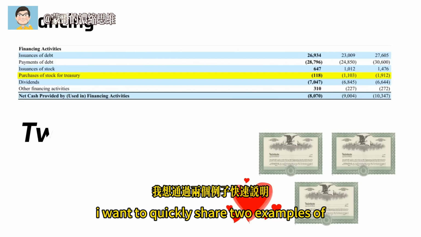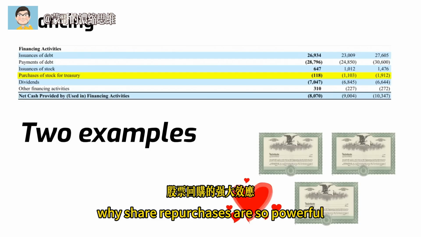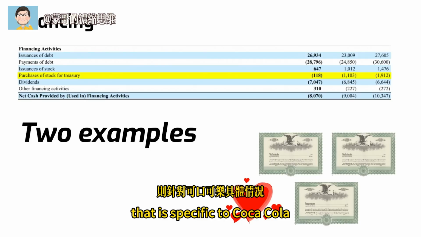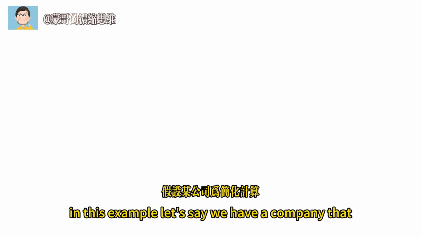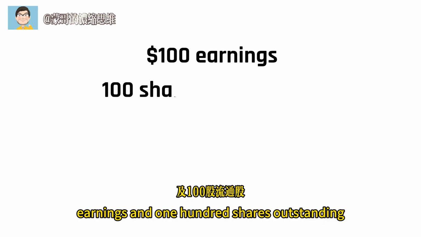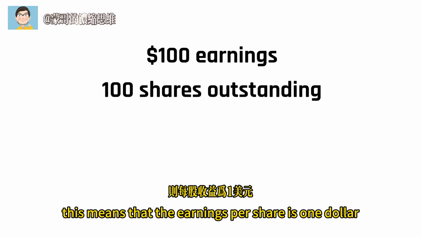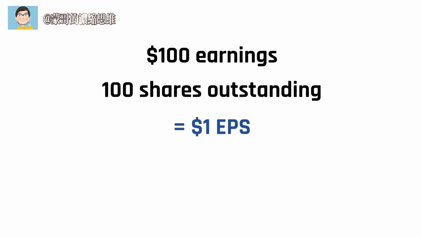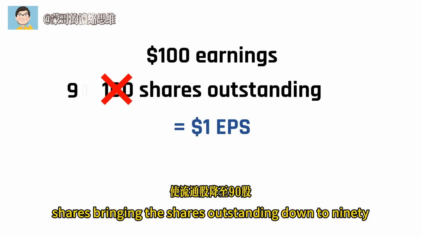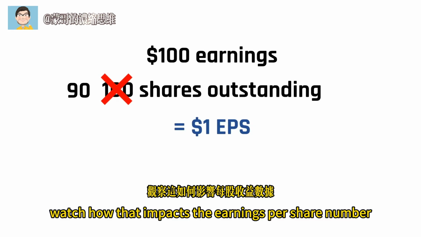I want to quickly share two examples of why share repurchases are so powerful. One that is high level and one that is specific to Coca-Cola. In this example, let's say we have a company that, for simplicity purposes, has $100 in earnings and 100 shares outstanding. This means that the earnings per share is $1. Now let's say the company repurchases 10 of those shares, bringing the shares outstanding down to 90. Watch how that impacts the earnings per share number.